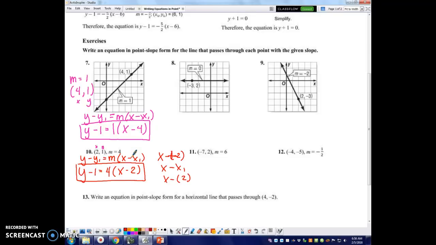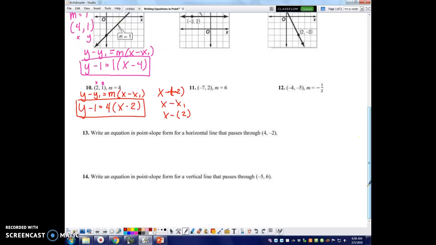For number 13 and 14, I'm just going to give you some hints, but I want you to do those on your own. Number 13 says, write an equation in point-slope form for a horizontal line that passes through this point. So you have to figure out, for a horizontal line, what's its slope? You have to figure out that slope and then write the equation. This one says write an equation in point-slope form for a vertical line that passes through these points. Now I will say this won't exactly be in point-slope form because there's only one way you could write this equation, but I want you to write it.